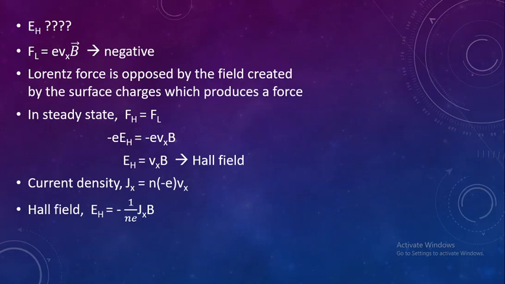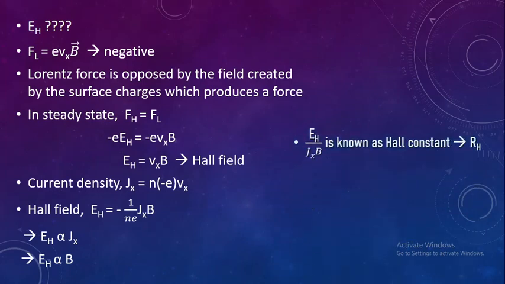So let's interpret this one. From this equation, we can say that the Hall field EH is directly proportional to Jx and also directly proportional to the magnetic field B. So we can just include these two, like EH is directly proportional to Jx into B. So when you remove the proportionality sign, we need to introduce a proportionality constant, and that proportionality constant will be nothing but minus 1 by Ne.